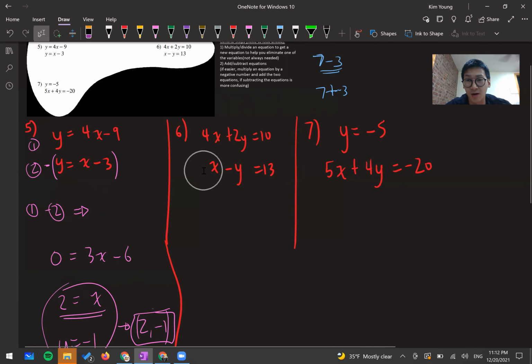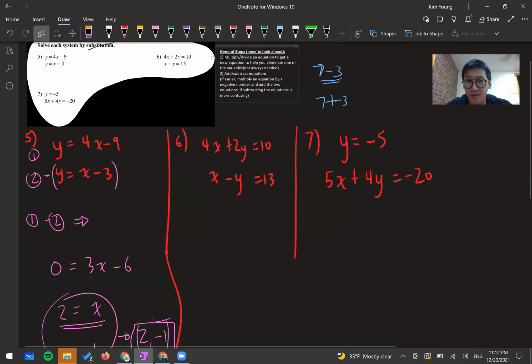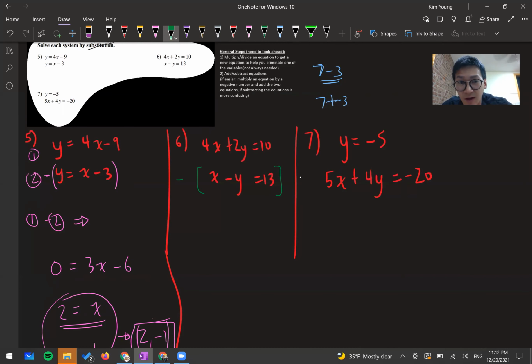Okay, so I have to employ step 1. I need to multiply the second equation by something, so that when I add the two equations, I will eliminate the x. So I know that 4x plus negative 4x will make the x's go away. So this is what I mean by looking ahead. That means I could multiply this entire equation by negative 4.